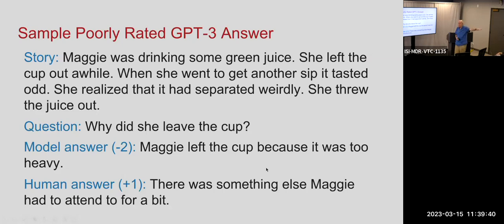But we have the aggregate results that show on average, this is true. But this specific example, we'd have to dig into the details. But humans, they make up a good answer, right? There was something else Maggie had to attend to for a bit. Never says that, but humans say, yeah, +1, pretty good answer.